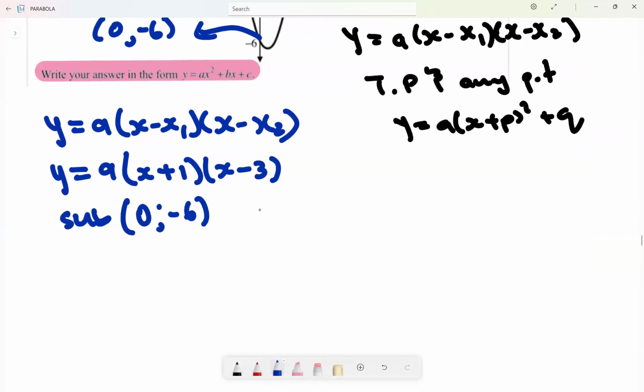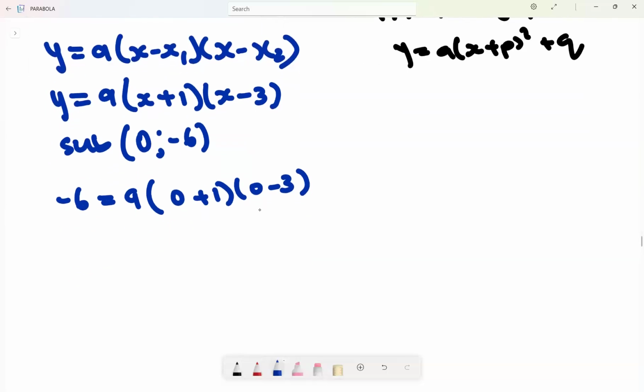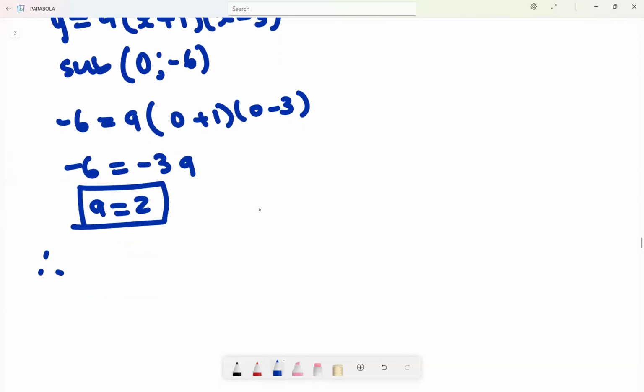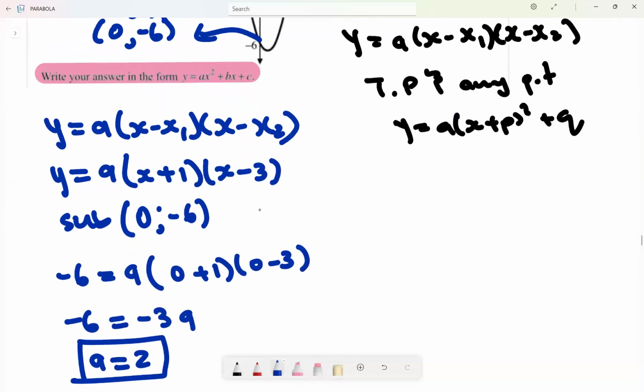So my y is -6, a into, what is x? x is 0, so 0 plus 1, 0 minus 3. And then when I simplify this, I get -6 is equal to 1 multiplied by -3, which is -3a. And then a is equal to 2.